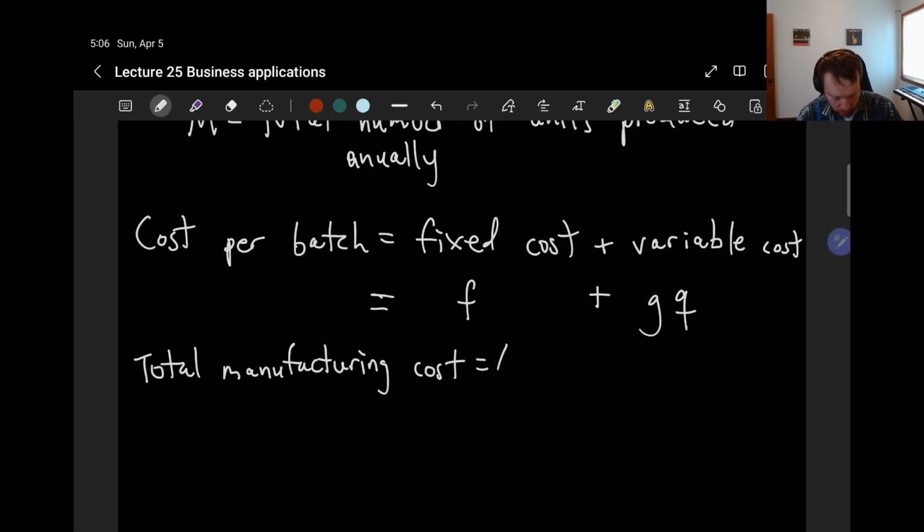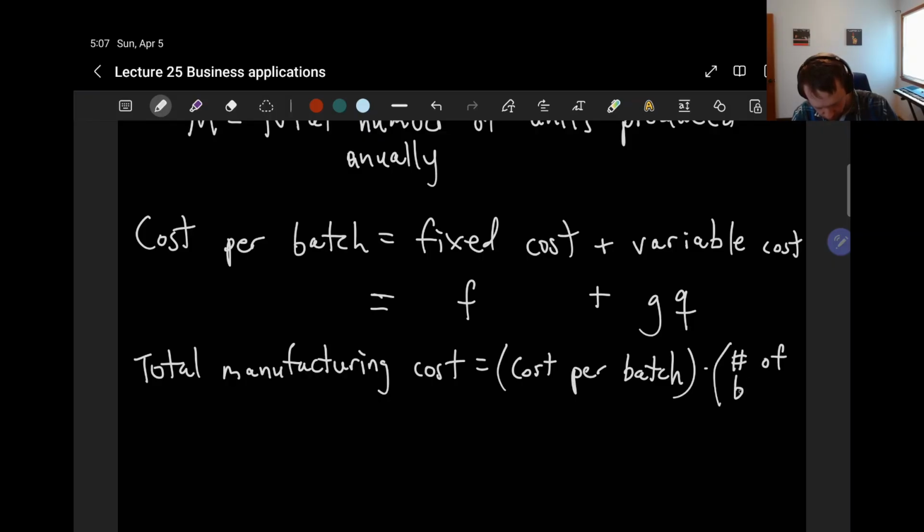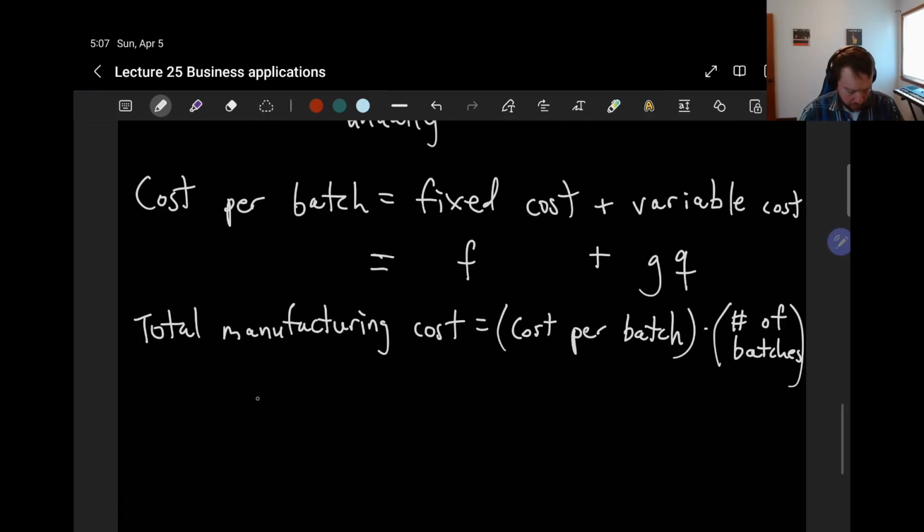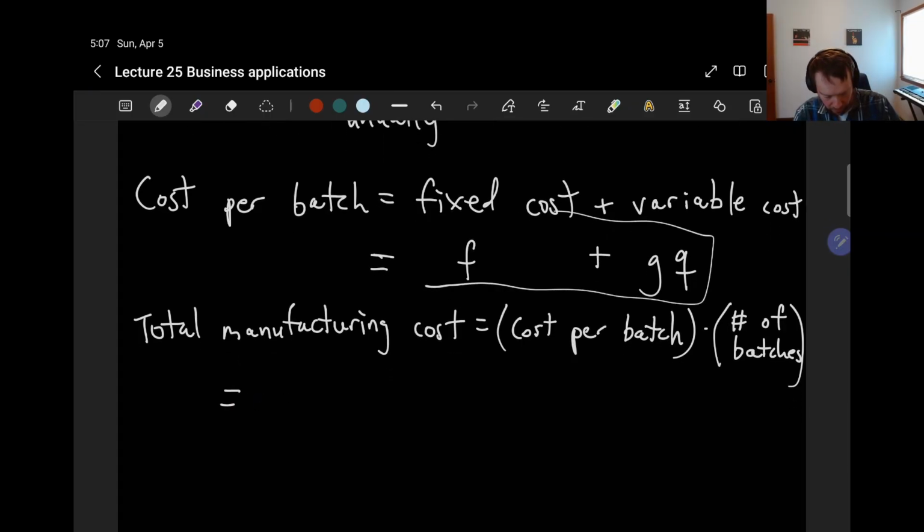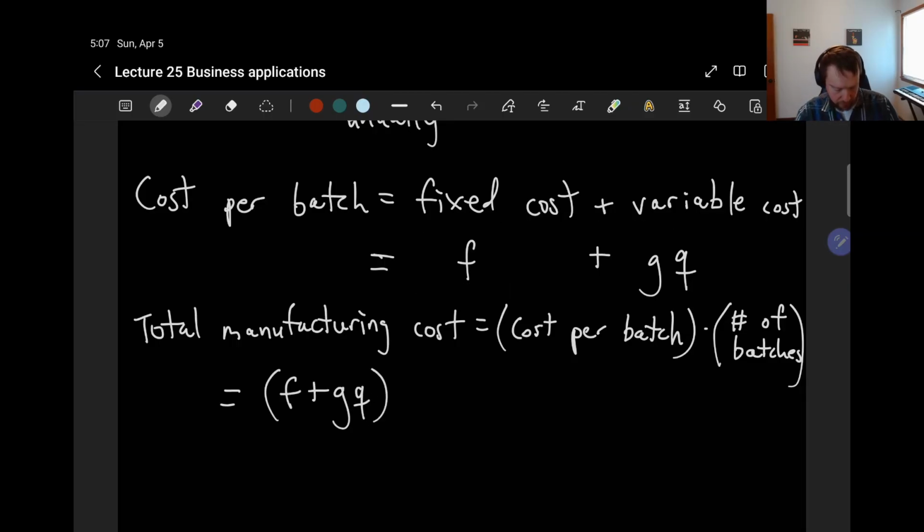That's going to be the cost per batch, so that's the cost of a single batch times the number of batches you have. So the cost per batch, that's what we found up here. F plus GQ is the cost per batch, and the number of batches is M over Q.